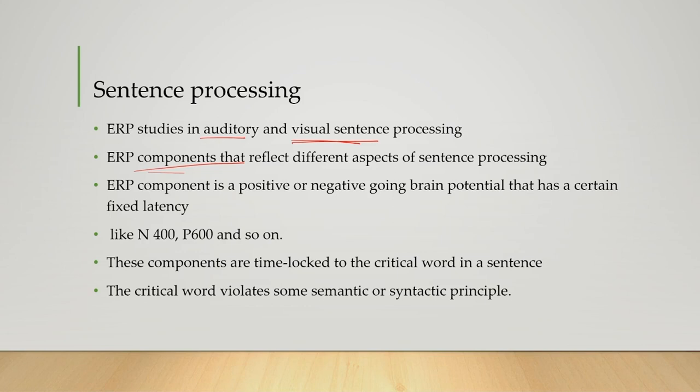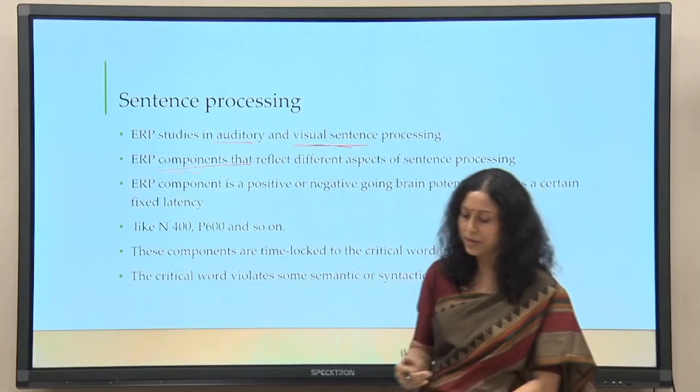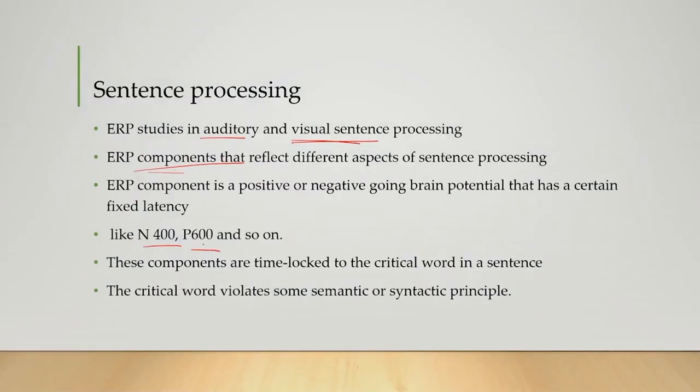So, these are the two kinds of waves that are basically the output, and there are certain components within this output at certain fixed latency, that is what are the indicators which are used in ERP. So, these are N400, P600 and so on. N400 is the peak which happens at the negative going wave at 400 milliseconds. Similarly, P600 is the positive going peak at 600 milliseconds and so on.